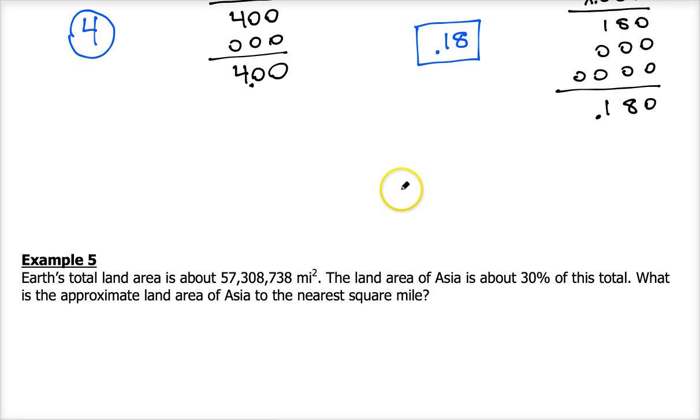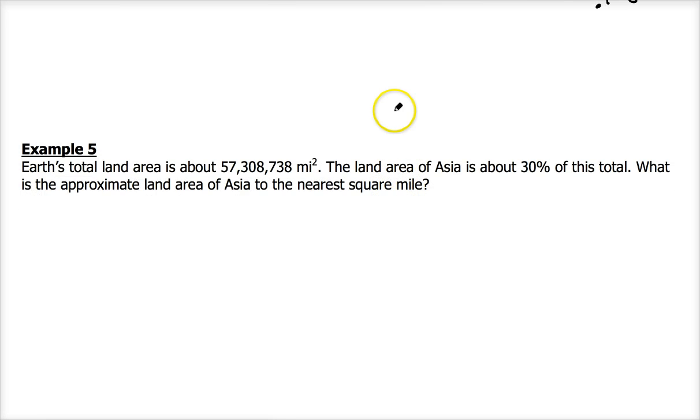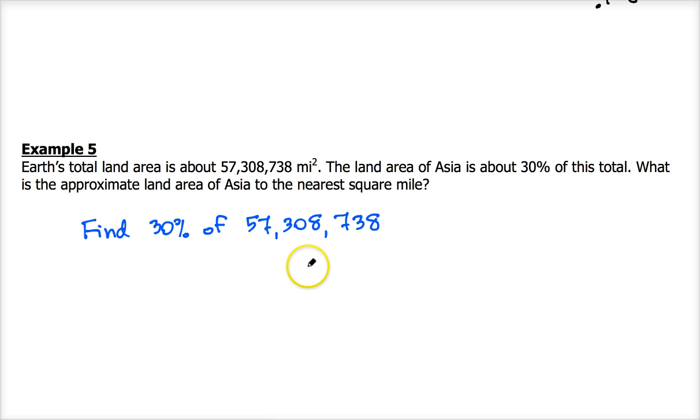Okay, example 5, this is a word problem. It says that Earth's total land area is about 57,308,738. The land area of Asia is about 30% of this total, and it asks us what is the approximate land area of Asia to the nearest square mile. So what this problem is really asking us to do is find 30% of this large number, 57,308,738.